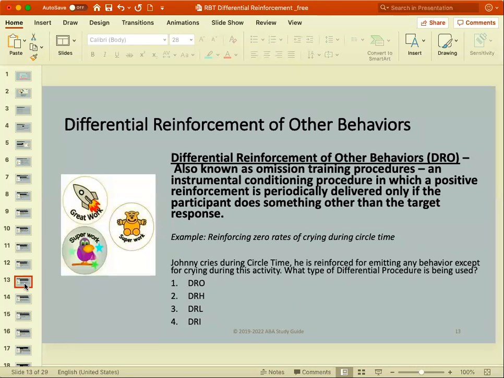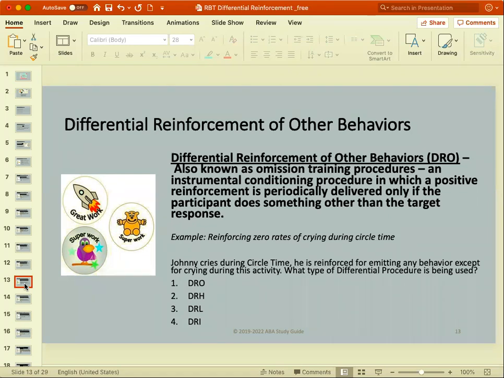You choose the behavior or behaviors we want to omit, and we reinforce the absence of those behaviors. This is an instrumental conditioning procedure in which a positive reinforcement is periodically delivered if the individual does something other than the target response. This is sometimes hard for our staff or RBTs to do because you may be reinforcing another behavior that you don't love, but if you're trying to do a DRO for one particular behavior, just reinforce not that behavior.